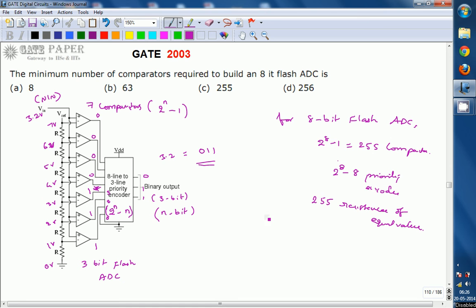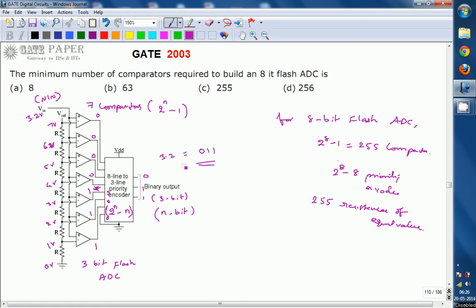With respect to hardware, a flash ADC takes a large number of hardware. The circuit looks bigger and the hardware required is large, but it is very fast. Once you connect the input, the zeros and ones appear directly at the comparators, and based on that the highest priority one will be taken, encoded, and it will give the output. It doesn't require any time; within one clock pulse itself it will give the output. So this is the fastest among all.